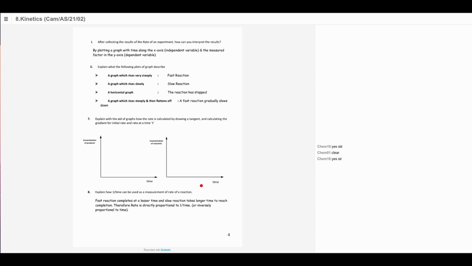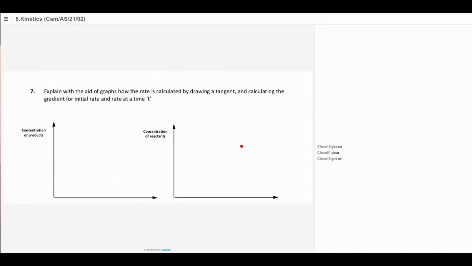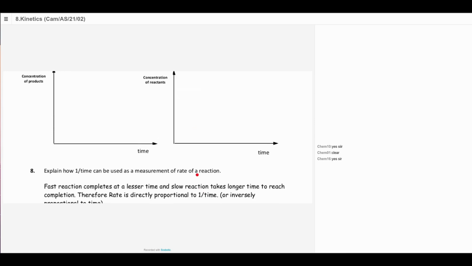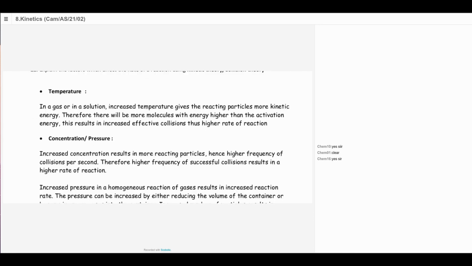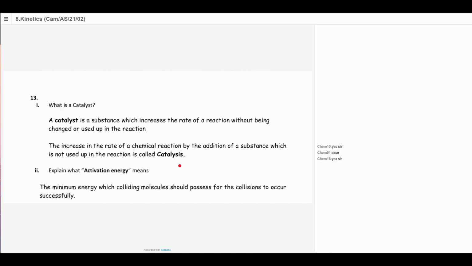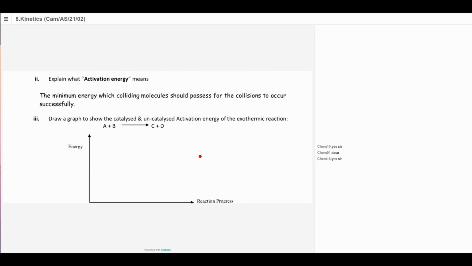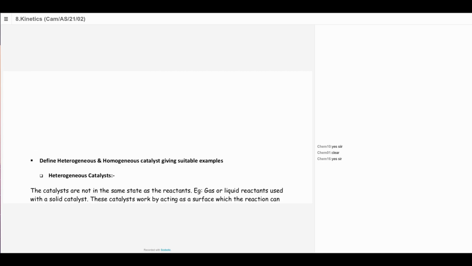The collision theory talks about the importance of the frequency of the collisions and the energy of the colliding molecules. Colliding molecules should possess energy greater than the activation energy. We also discussed the importance of the correct orientation of the atoms during a reaction. We also had a discussion about the catalyst, a substance which increases the rate of reaction without being used up in the reaction, by providing an alternative route with lowered activation energy.